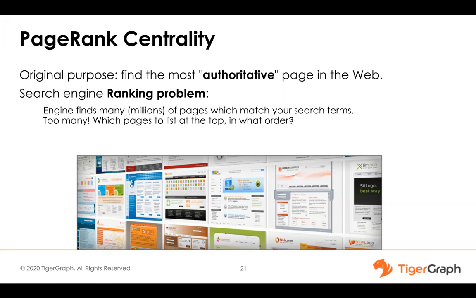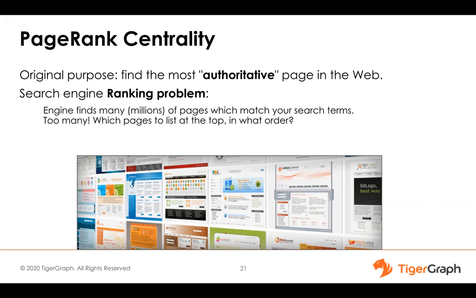So you can run a search. You can say, okay, show me all the pages that talk about dogs. There might be hundreds of pages. Which one do you put at the top of the list? Because no user is going to read through the hundreds of thousands of matches. Which one do you put at the top? So this is a ranking problem. And they came up with this idea of authority. So which pages are the most authoritative?